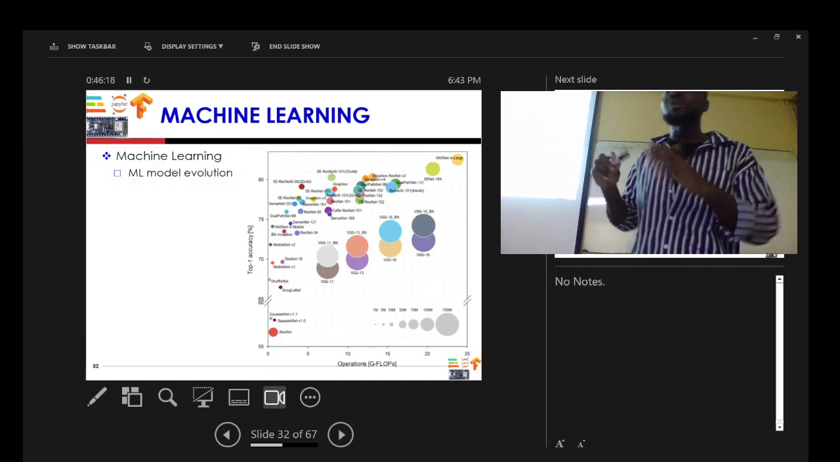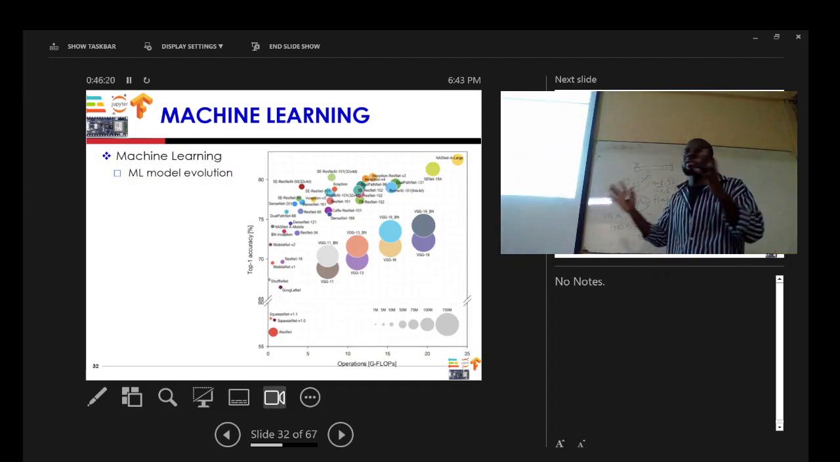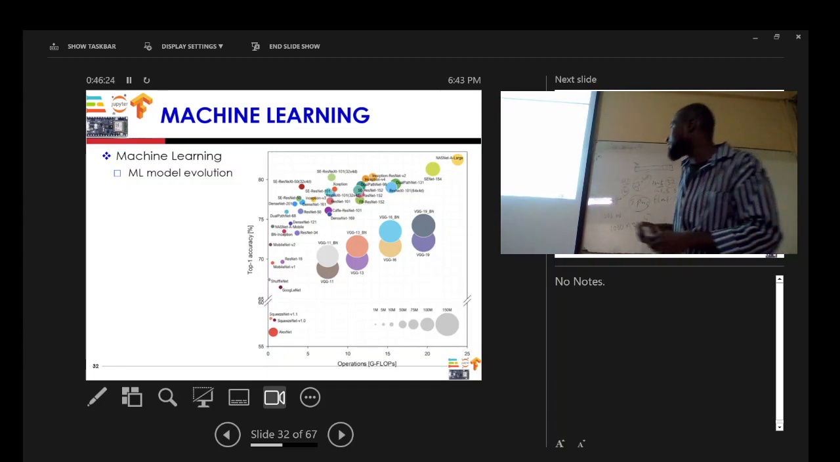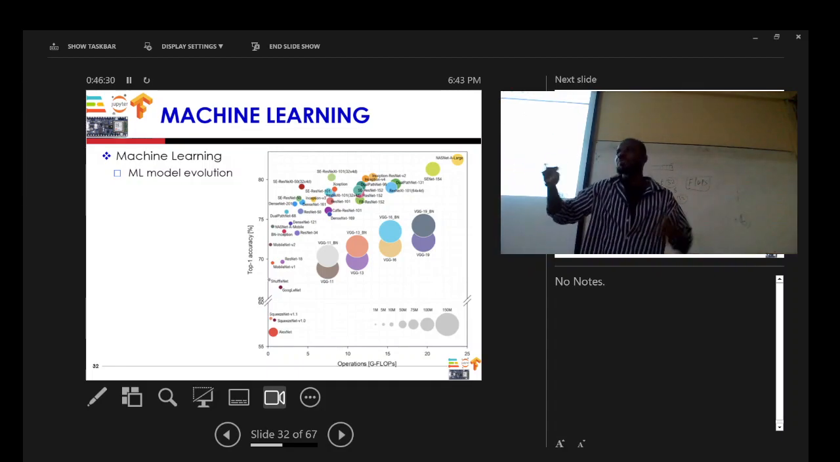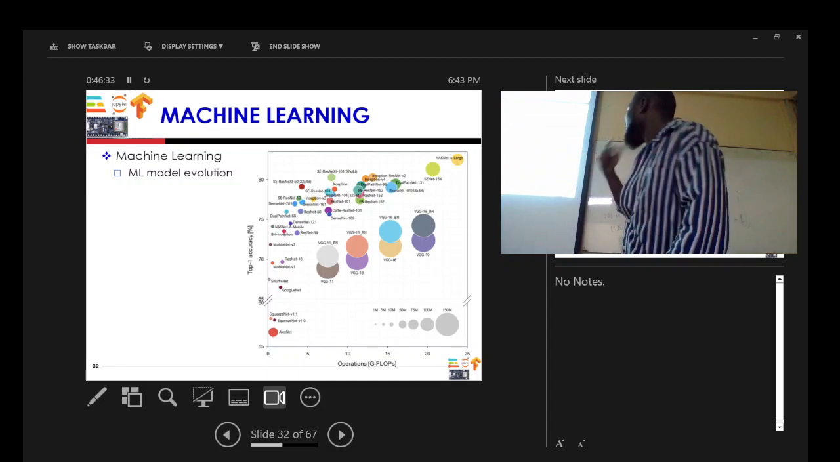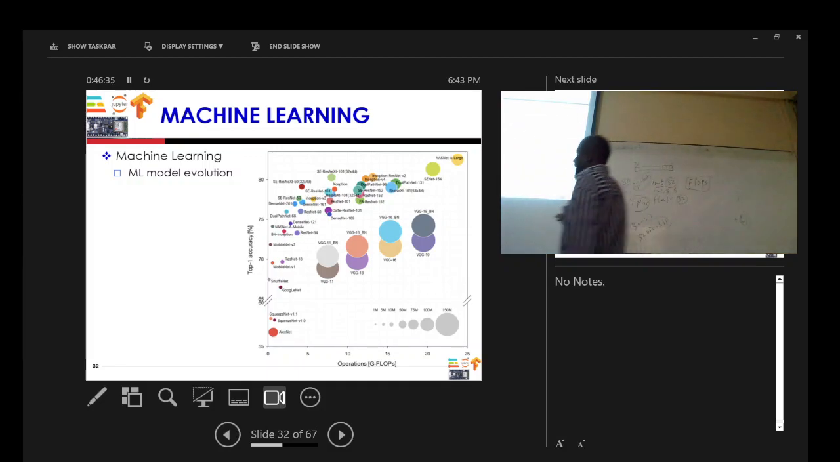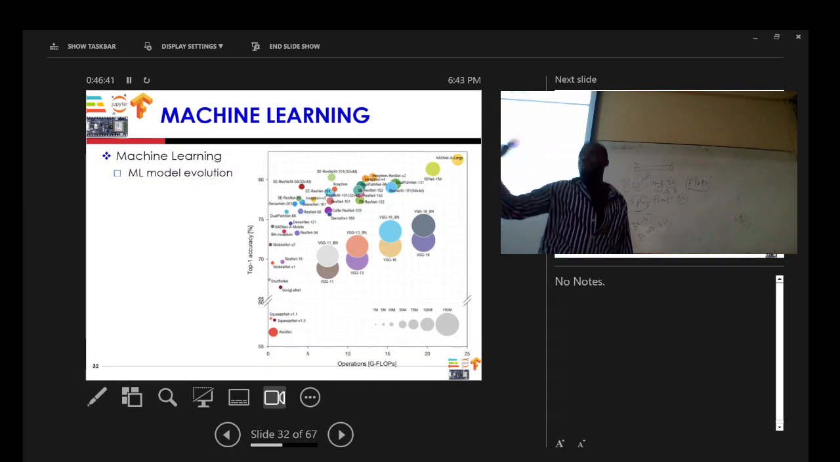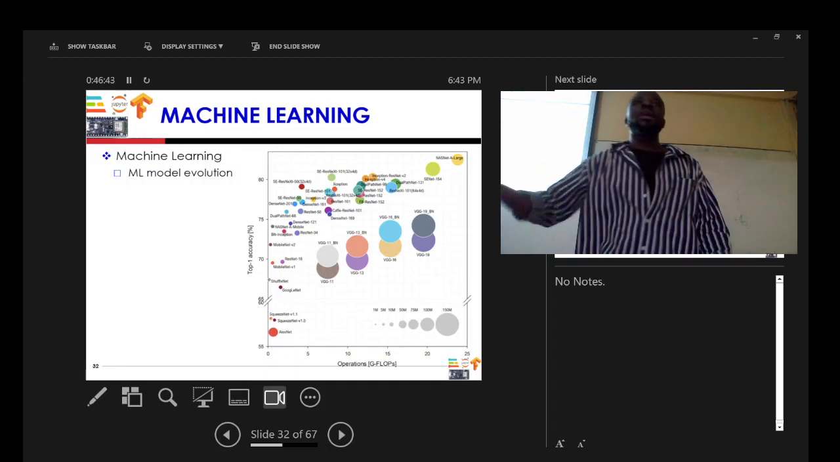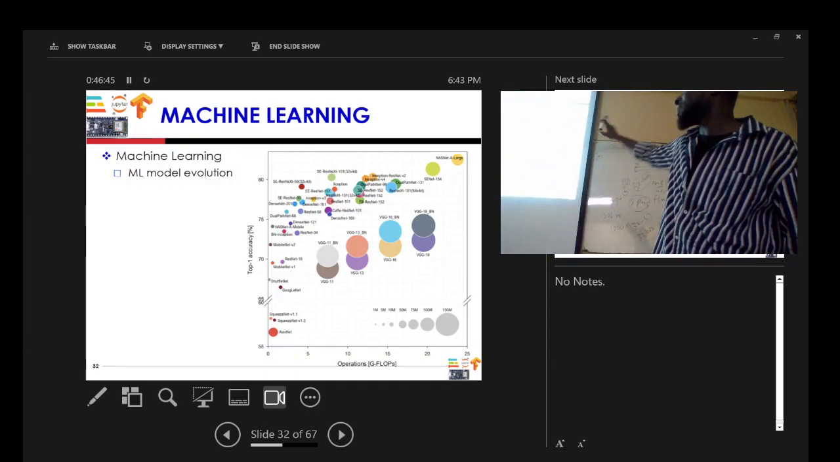It is one of the most important things in machine learning: how accurate is your machine learning algorithm, right? Now, if you look at the boxes here, the round things, they show how many parameters each machine learning algorithm has. Your x-axis gives you your FLOPs, the floating point operations, how long it takes to run that algorithm. So all of these are just algorithms, right?